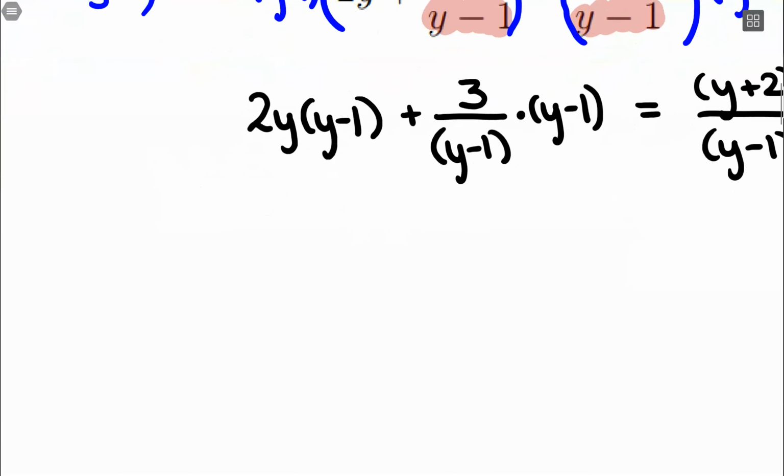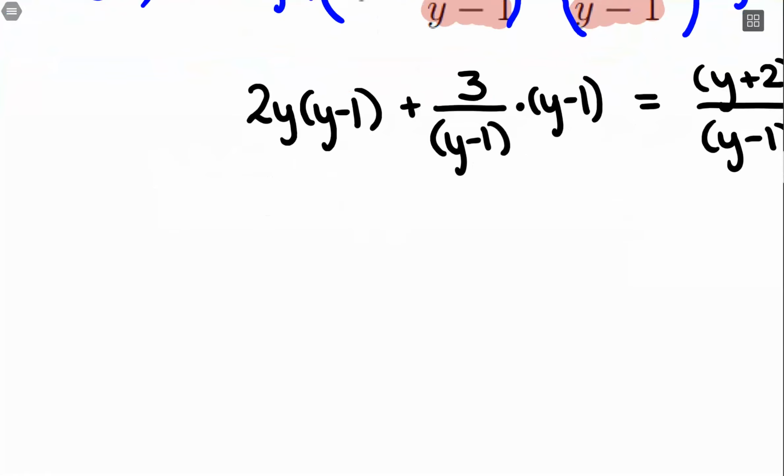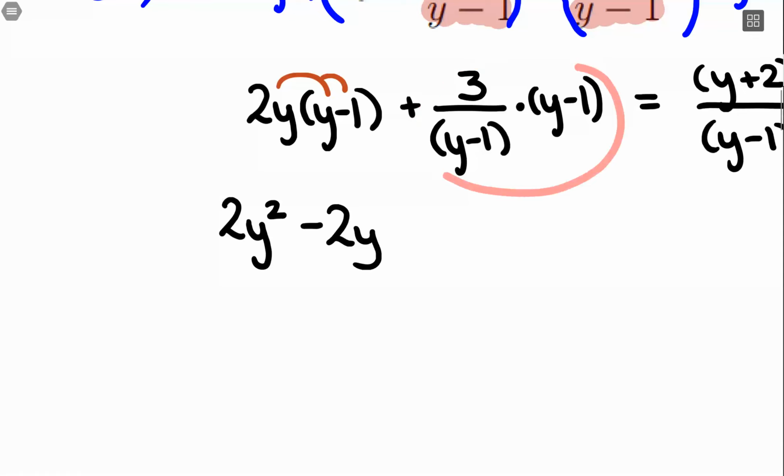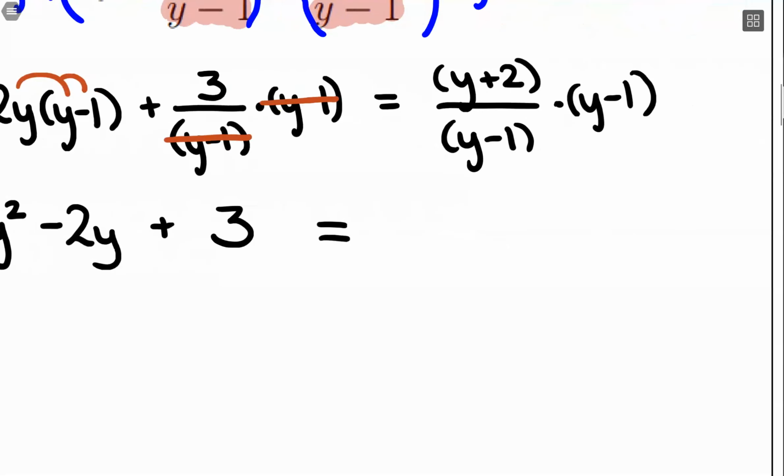Now, for the first term, 2y times y minus 1, that's just multiplication, so we're just going to distribute in, so 2y times y is 2y squared. 2y times negative 1 is minus 2y. So that takes care of that first piece. Here, where I have a rational expression, we've chosen a value such that the denominator will cancel out. So we're going to cancel out those y minus 1s, and we'll just be left with 3. On the right-hand side of the equation, the y minus 1s will cancel out, and we'll just be left with y plus 2.